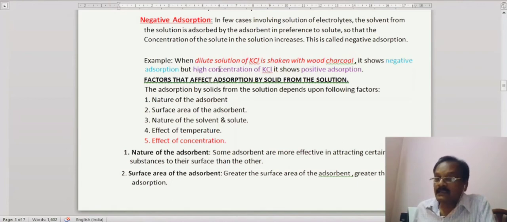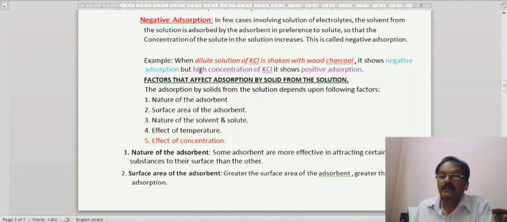But a higher concentration of KCl shows positive adsorption. Means the concentration of solute is high, but the concentration of solvent is less. In such cases, the solute gets adsorbed by the adsorbent. Hence, the concentration of the solute in the solution decreases. Therefore, it shows positive adsorption.